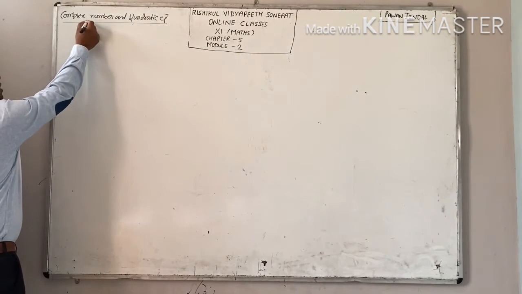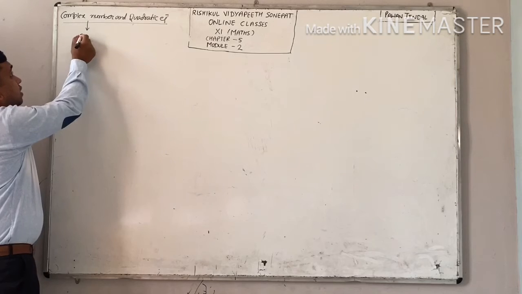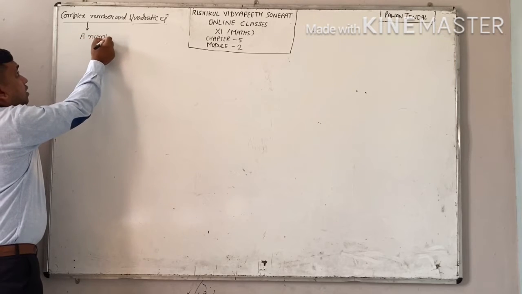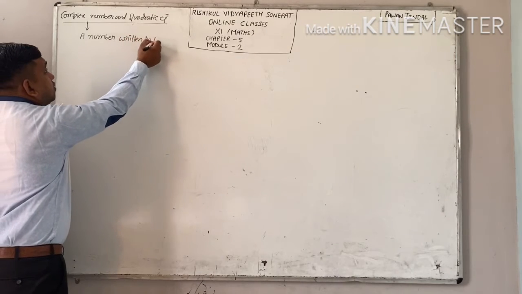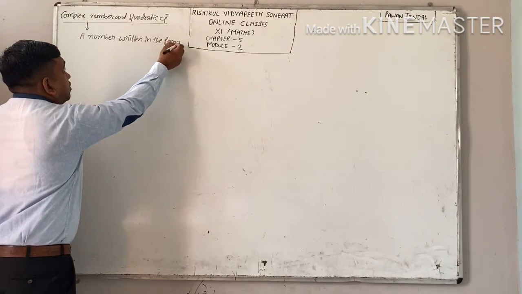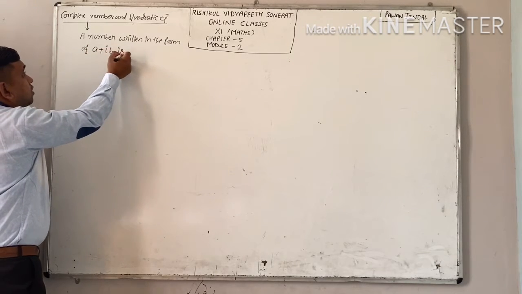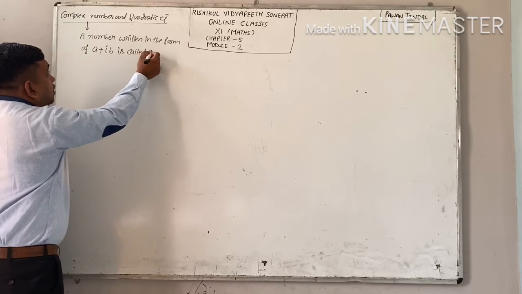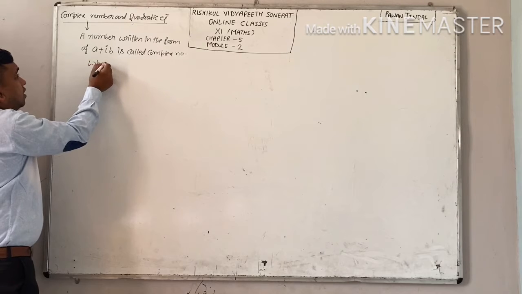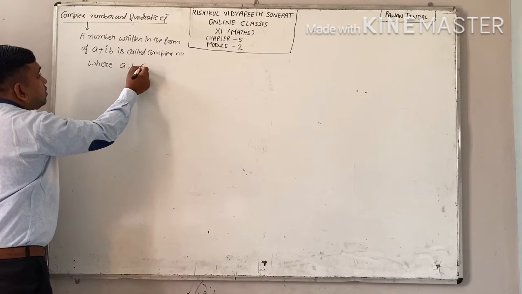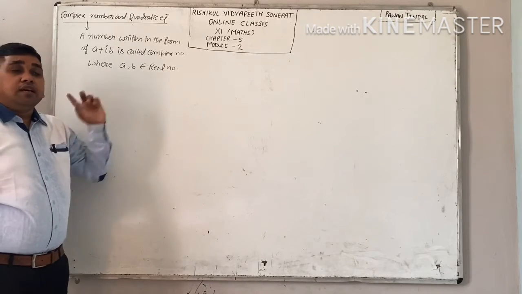Now see the definition of complex number. What is complex number? A number written in the form of a plus iota b is called complex number, where a and b belongs to real number. Means value of a and b should be a real number.